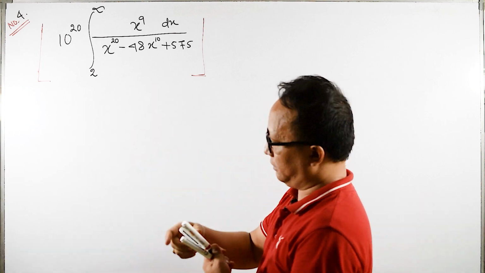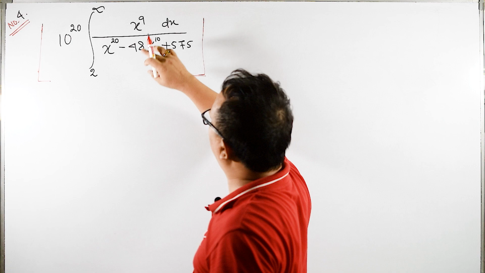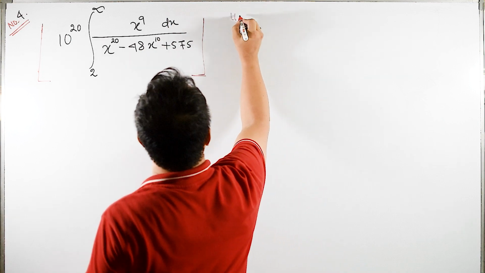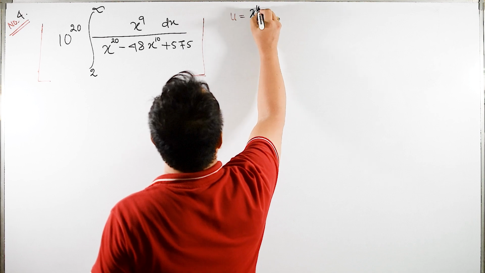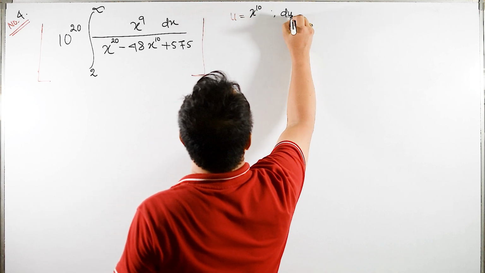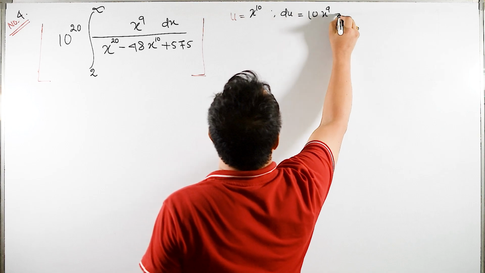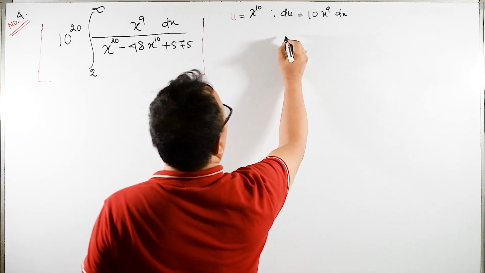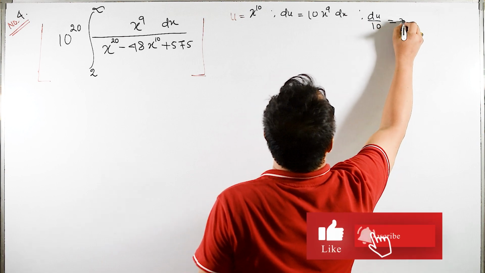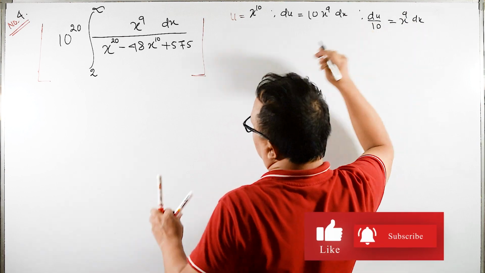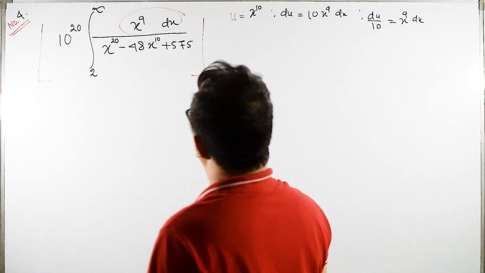In this integral, we have x raised to 9 over here. Therefore, I will substitute u equals x raised to 10. Therefore, du equals 10 x raised to 9 dx, and du upon 10 equals x raised to 9 into dx. So, this whole thing is my du upon 10.